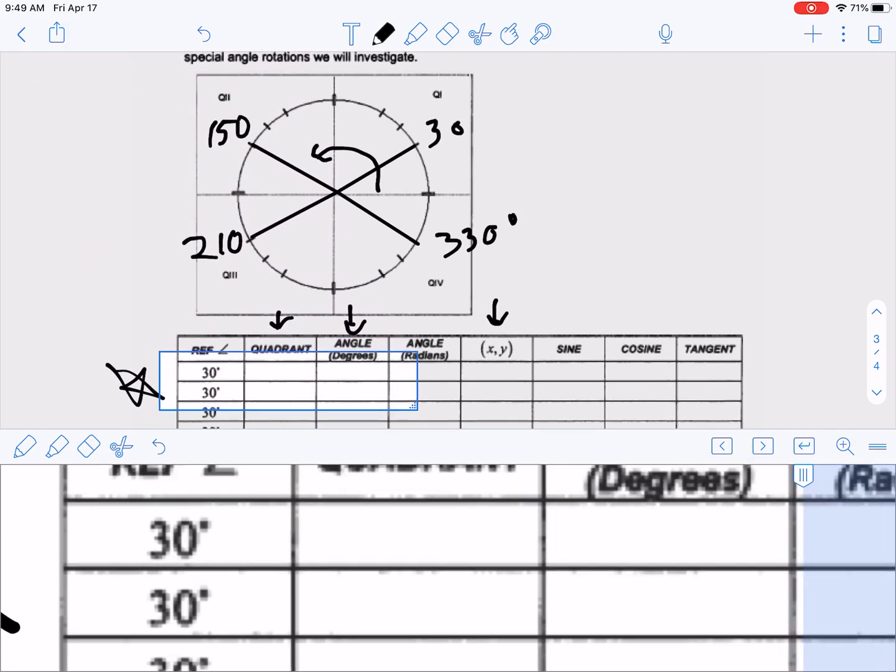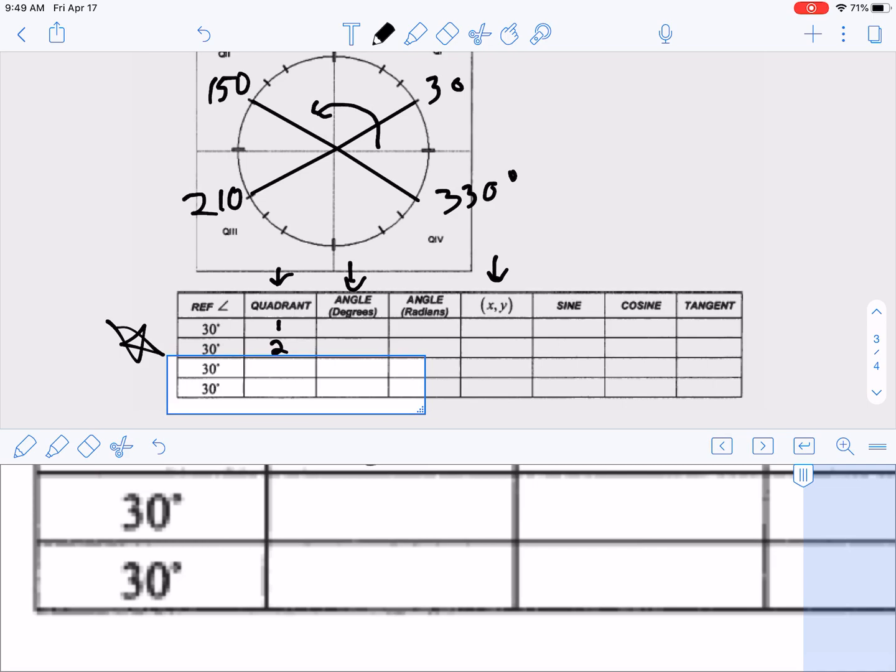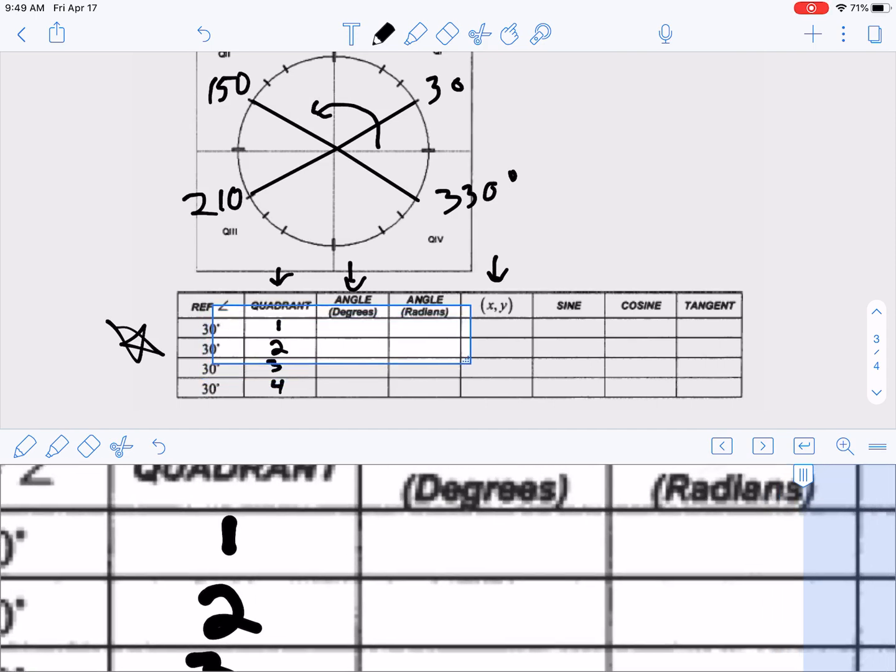Quadrant 1 is our first one that we're seeing. So that would be quadrant 1, and then we're talking quadrant 2, and then I'll move this thing down here, and then we'll talk quadrant 3 and quadrant 4. What are those angle measures? Well, in quadrant 1, we're looking at a degree angle of 30 degrees. In quadrant 2, we've got 150.